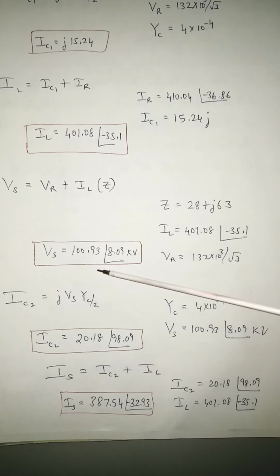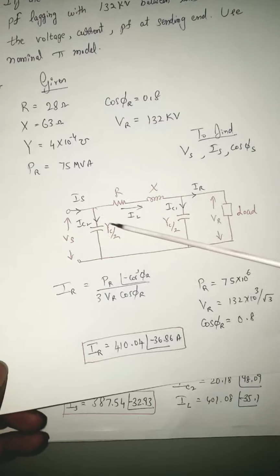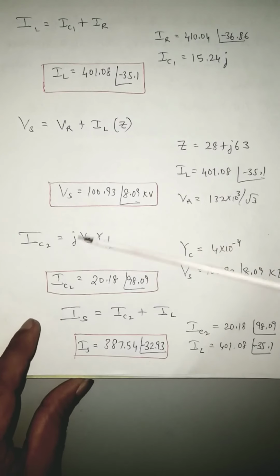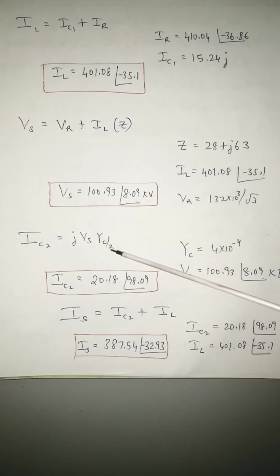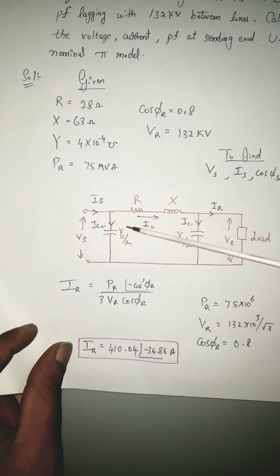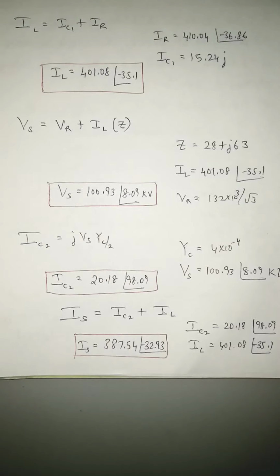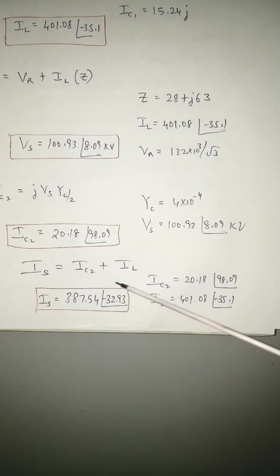Once you get the voltage across the capacitor, that is Vs, you can find the current through this capacitor. For that, again the same formula, JVS YC by 2, voltage multiplied by admittance. YC is 4 into 10 power minus 4, given in the problem. Vs calculated previously, take them, you will be getting IC2. After getting IC2, the last step is to find IS. IC2 is here, IL is here, apply KCL, IS should be equal to IC2 plus IL. Add them, you will be getting IS.